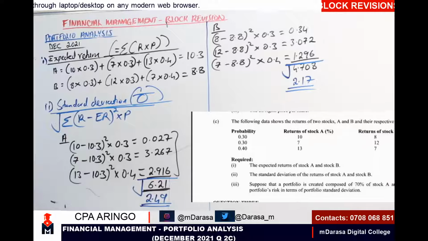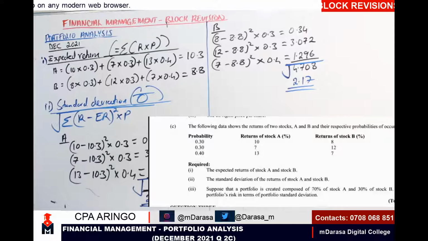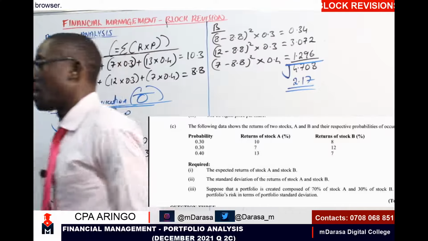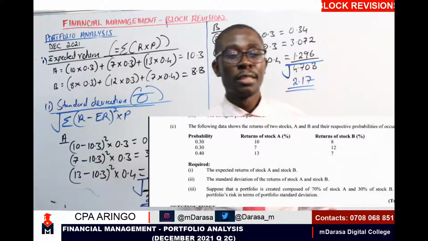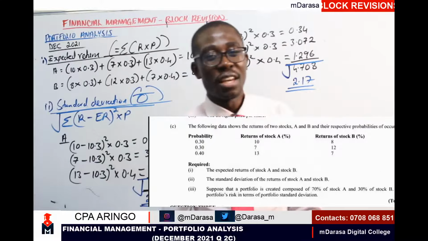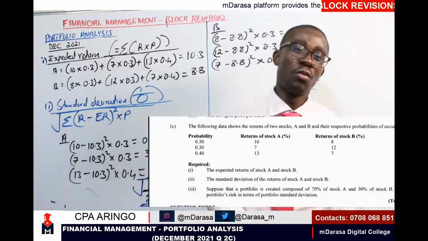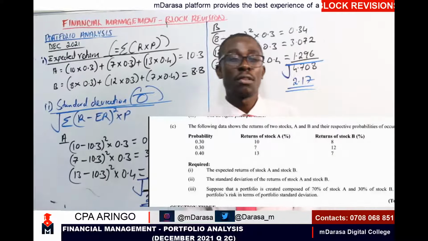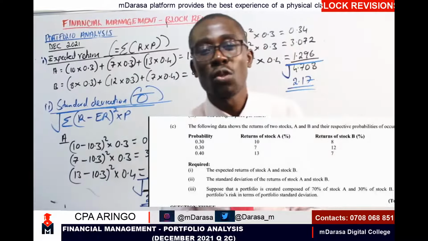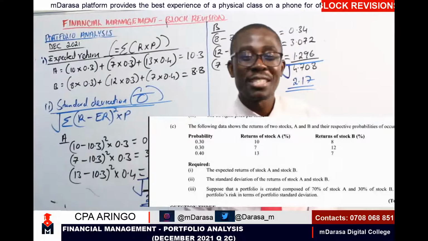Look at number 3. Number 3 now is very interesting because here the examiner is asking us about what? If you can check that question, the examiner here is asking us to determine the standard deviation of the portfolio. The question that you're going to ask yourself is this: do you know the formula for determining the standard deviation of the portfolio? That is a very important question that you should ask yourself.